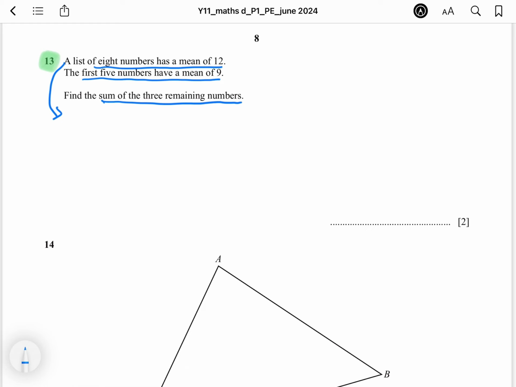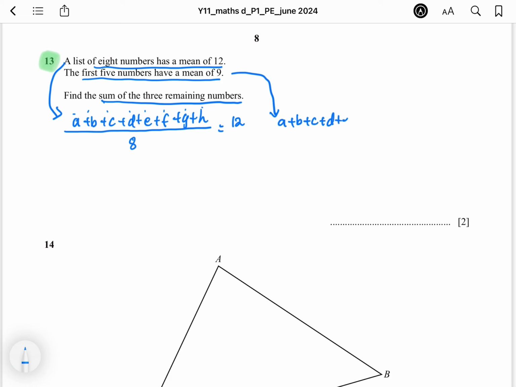So for the first one here, that means 8 different numbers: a plus b plus c plus d plus e plus f plus g plus h, 1 2 3 4 5 6 7 8. You add these 8 numbers up, and if you divide by 8, the mean of this would be 12. That's basically what it means. So similarly with the second statement, we're using the same numbers, but only 5. The mean of these 5 is 9.